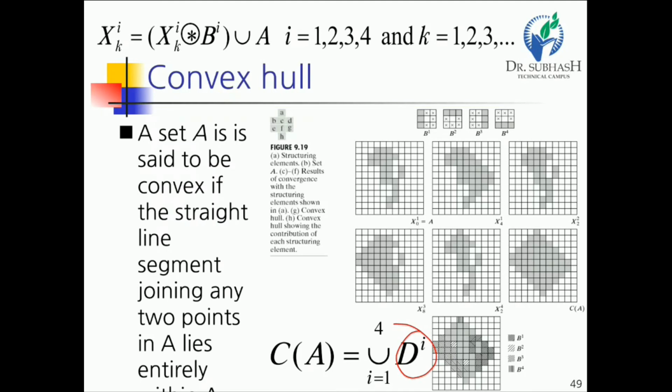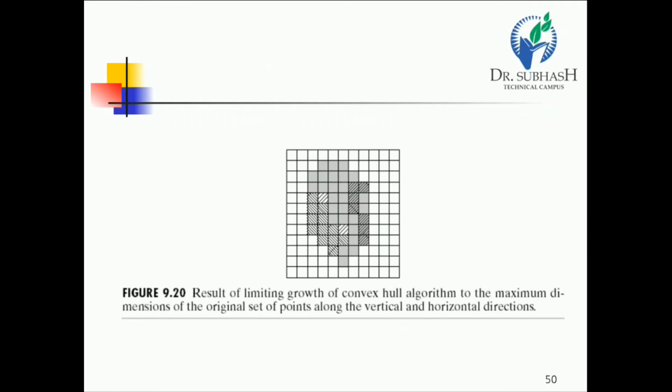the structuring elements can be represented with B1, B2, B3 and B4, and the result of convolution with the structuring elements is shown in figures A to G, and the convex hull in H, right? So we are taking different values of i and we put that x01, x41, x22 like that, right? This is the result of limiting growth of the convex hull algorithm to the maximum dimension of the original set of points, in the vertical and horizontal directions.